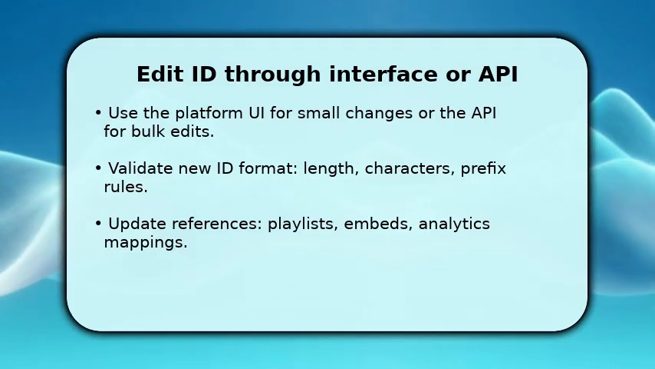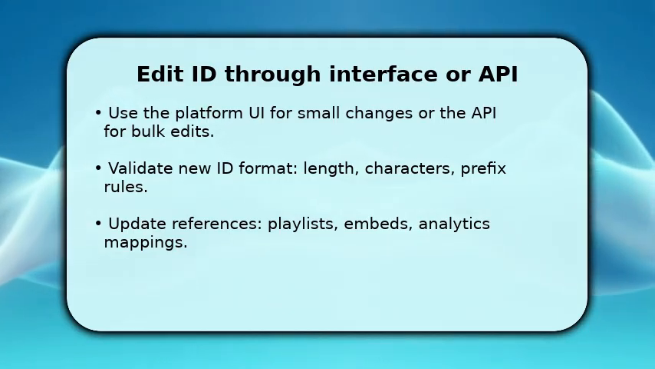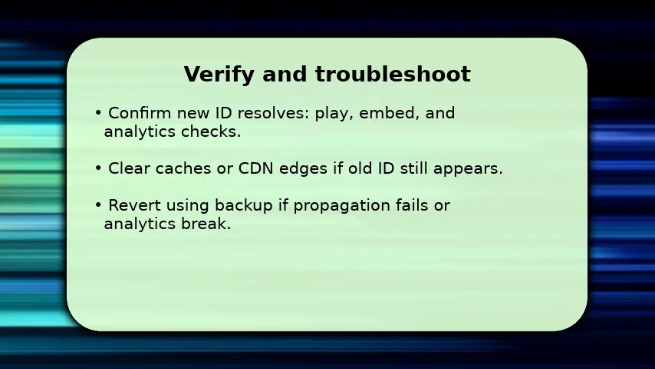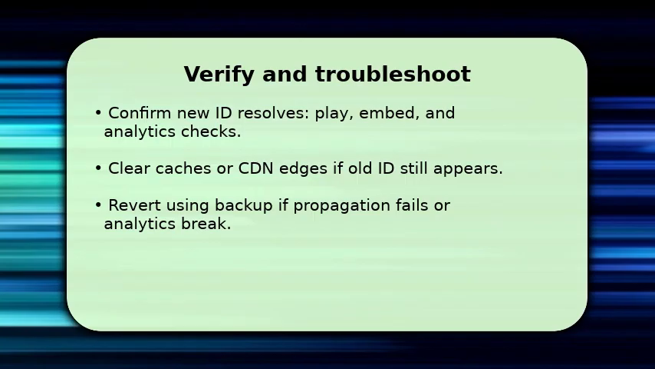Once done, wait for propagation and finish by verifying the change across viewers and systems. You should play the video, test embeds, and confirm analytics reflect the new ID. If the old ID still appears, clear local cache and purge CDN edges, then recheck. If references or analytics break, revert using your backup and double-check ID format rules to avoid namespace conflicts.